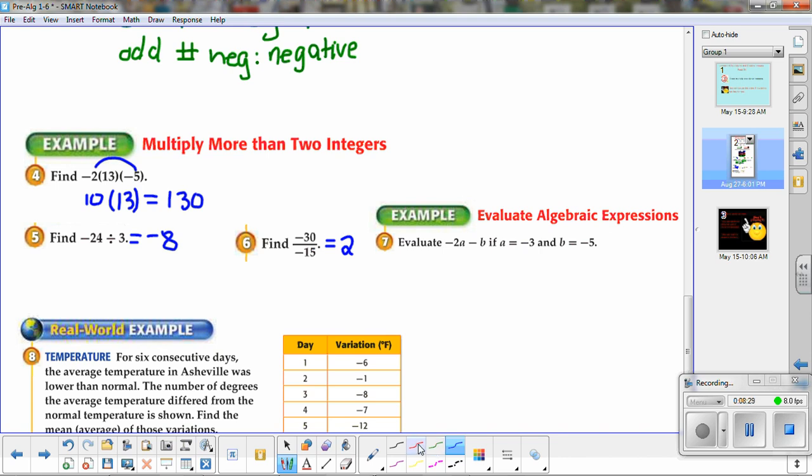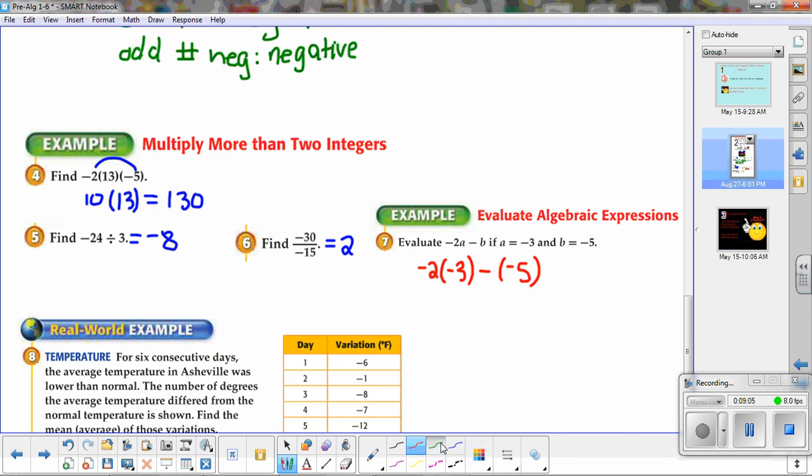Example 7 has you plugging in the values for the variables before solving it. This also right here, negative 2a means negative 2 times a. So negative 2 times a, and a is negative 3. So I'm going to replace the a with negative 3. And then minus b. This could get a little bit tricky here if you're not careful. It's minus a negative 5. You have to remember it's minus a negative.